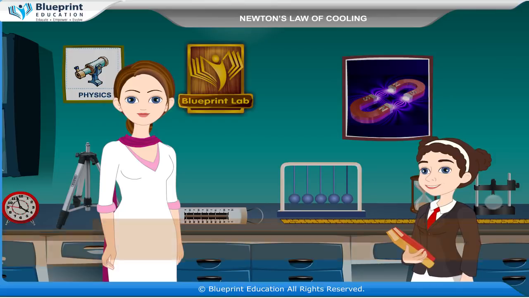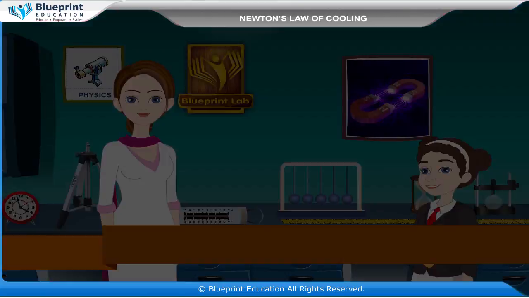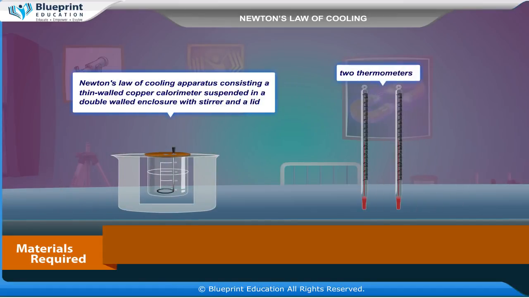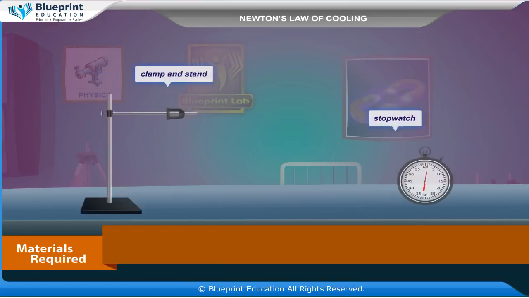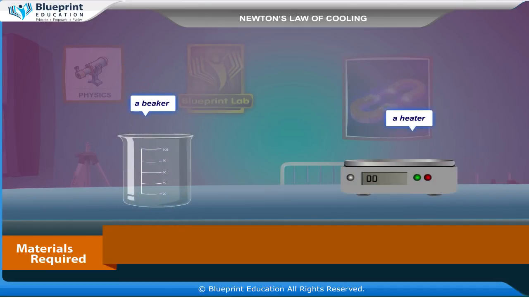a cooling curve. Our aim is to study the relationship between temperature of a body and time by plotting a cooling curve. The materials required are Newton's law of cooling apparatus consisting of a thin-walled copper calorimeter suspended in a double-walled enclosure with stirrer and a lid, 2 thermometers, clamp and stand, stopwatch, a beaker, a heater.